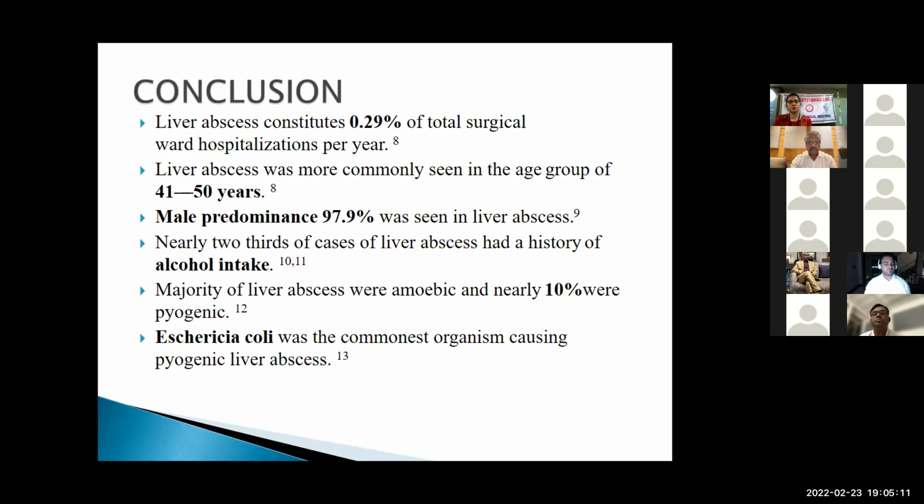Conclusion: liver abscess constitutes 0.29% of total surgical ward hospitalizations per year. Liver abscess is commonly seen in the age group of 41 to 50 years. Male predominance of 97.9% was seen in liver abscess. Nearly two-thirds of cases of liver abscess had a history of alcohol intake. Majority of liver abscesses were amoebic and nearly 10% were pyogenic. Escherichia coli was the commonest organism causing pyogenic liver abscess.